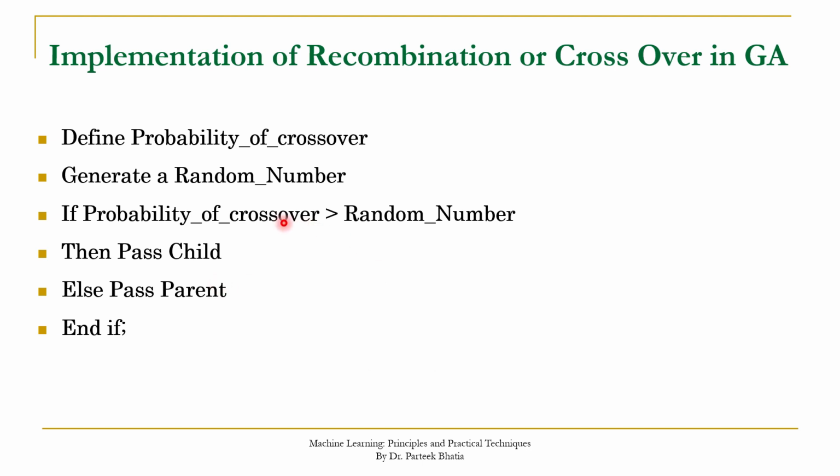It means that we have a number called as probability of crossover. This probability of crossover is compared with the random number. If probability of crossover is more, then child will be passed, otherwise parent will be passed. So based on this, both parent and child get some chance to survive for next generation. And the probability of crossover decides whether parent or child is passed to the next generation. And this process has been applied on both the parents.